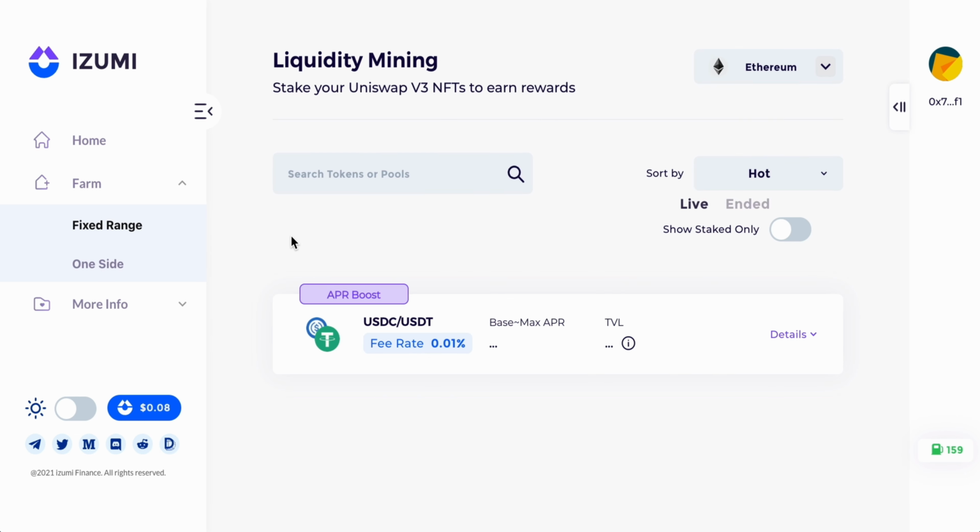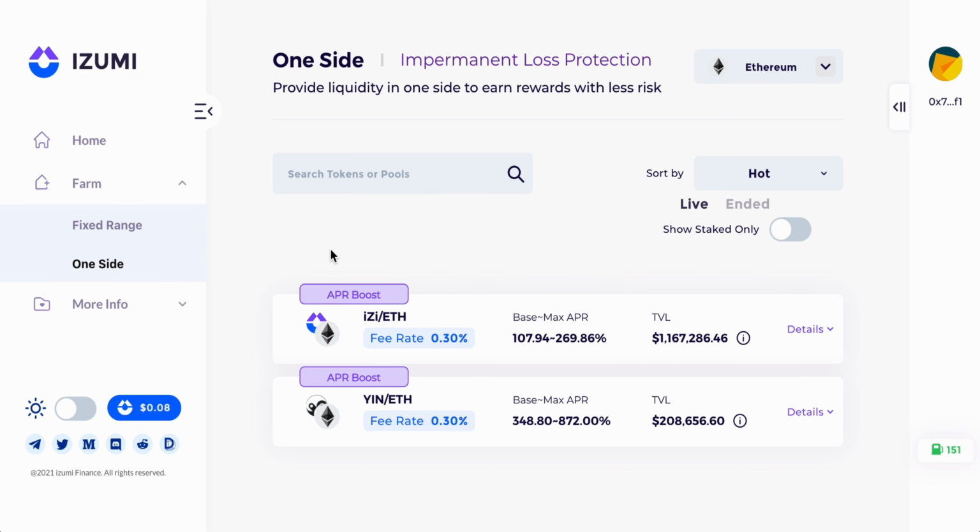Izumi Finance provides additional liquidity reward for the stablecoin trading pairs through the fixed range. And the users who provide the liquidity on Uniswap V3 only need to stake their Uniswap V3 NFT to get more income. This reward currently far exceeds the liquidity reward on Curve and is very safe. The one-side model provides liquidity reward for the non-stablecoin trading pairs. It provides a very high APR and reduces impermanent loss for users. It can be said that it is a win-win situation for the Uniswap V3 liquidity providers.